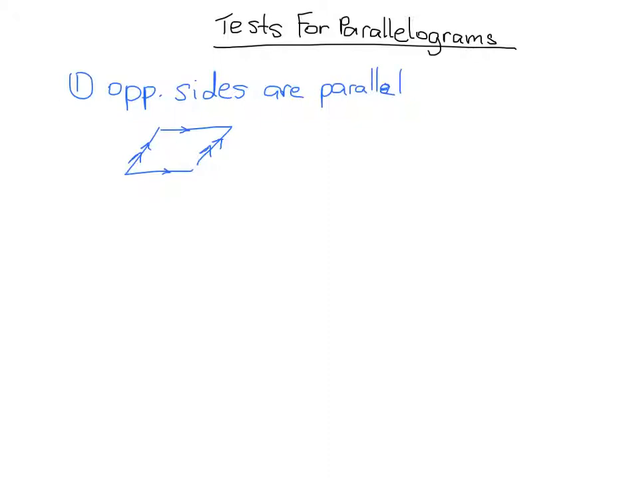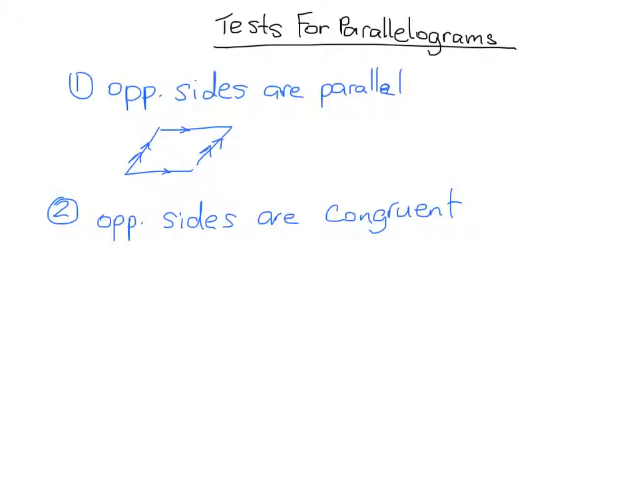All right, so now there are actually 4 more methods to test whether or not a figure is a parallelogram. You really only have to have one of these methods to work in order for you to be absolutely sure. All right, that's the first one. And the second one states that if both pairs of opposite sides are congruent, then the quadrilateral is a parallelogram. So opposite sides are congruent.